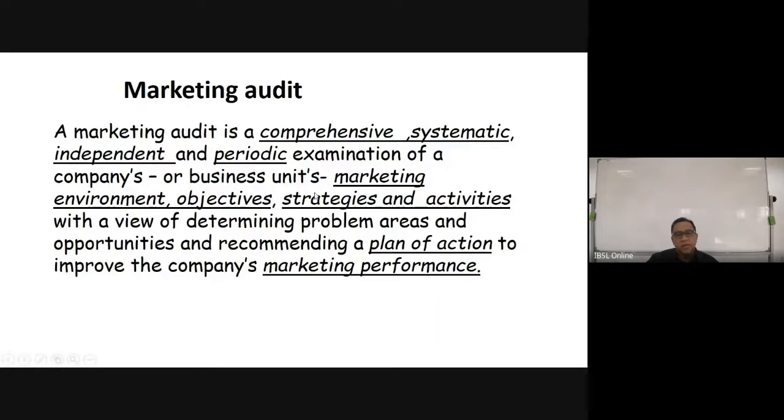So when the audit is done on a regular manner, these dynamics can be understood. Let's see how the marketing audit, what is marketing audit? It is a comprehensive, systematic, independent and periodic examination of a company's or business unit's marketing environment, objectives, strategies and activities with a view of determining problem areas and opportunities and recommending a plan of action to improve the company's marketing performance.